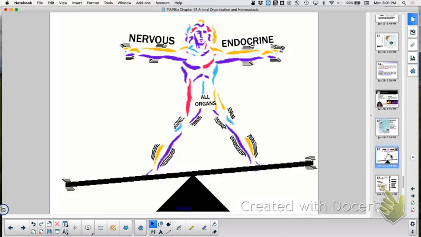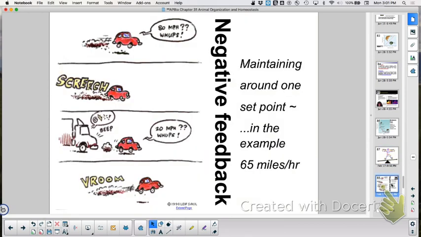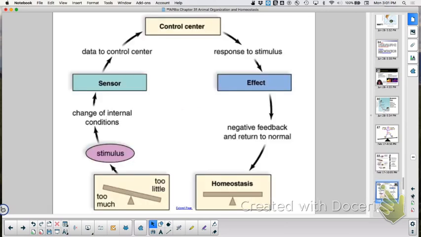Okay, next, I want you to keep in mind all organs contribute to homeostasis, primarily nervous, and then right close behind that would be your endocrine system, helping you keep that balance. Negative feedback, that's like setting cruise control at 65, right? You go down a hill, start picking up speed, your brakes come on. Going too slow, it accelerates. It's trying to keep it just right. Most of your body systems are about negative feedback. There are a few situations that are about positive feedback, but most are about negative feedback. So you're just trying to keep it just right.